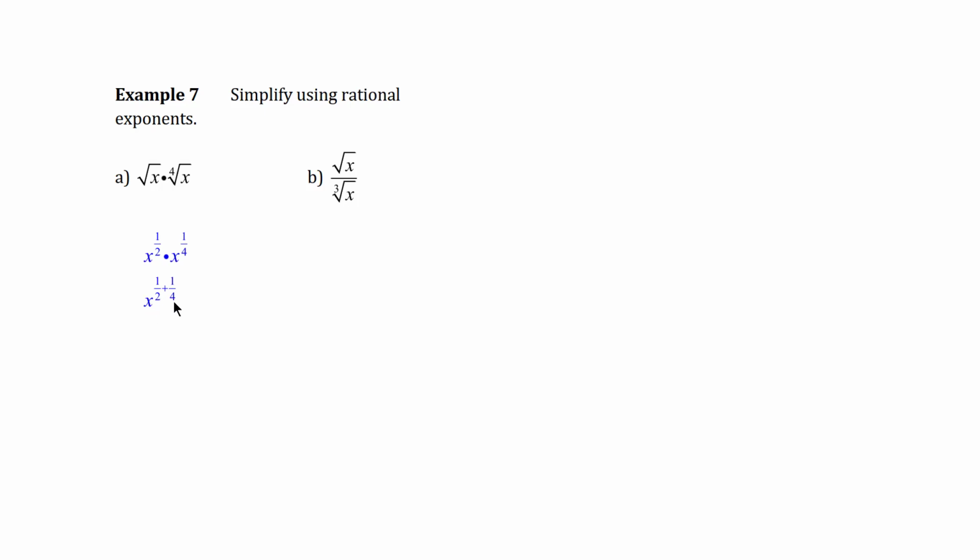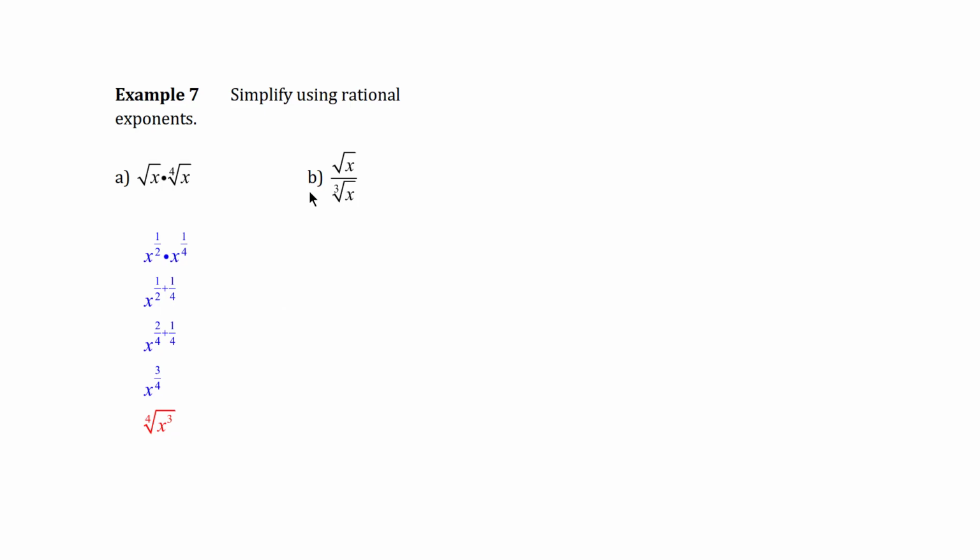To add the fractions together, we use the LCD of 4. So we get x to the 2 over 4 plus 1 over 4 power. After adding the exponents together, we get x to the 3/4 power. Next, we write our answer as a radical, so this would be the 4th root of x cubed.